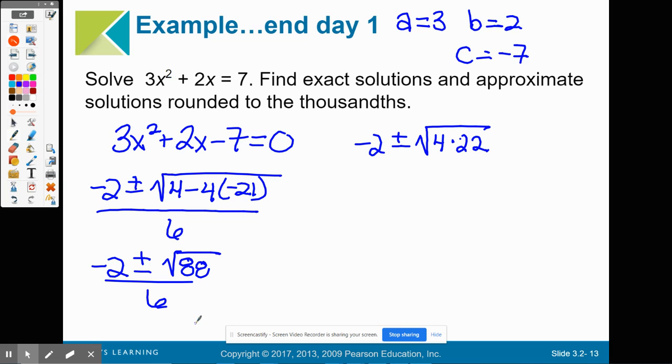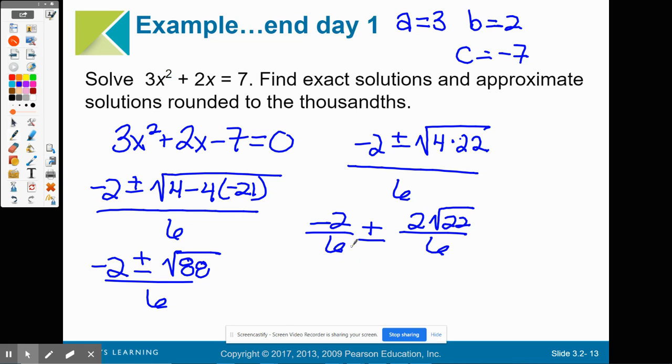Nothing else goes into 22, I don't think. So I think that's what we're going to deal with here. All over 6. So simplify. That's negative 2 over 6 when you love math, plus or minus the square root of 4 is 2, square root of 22 over 6.